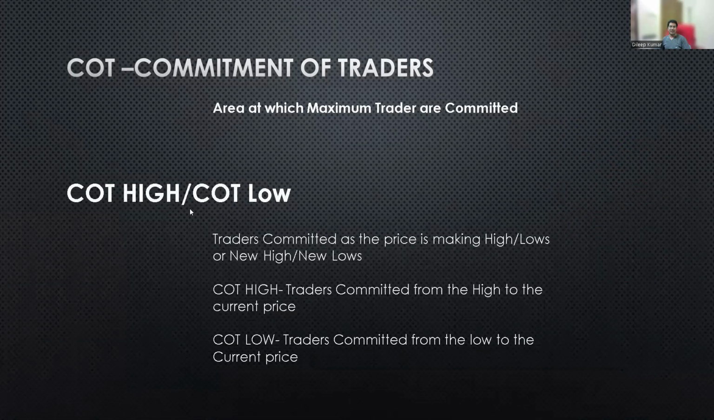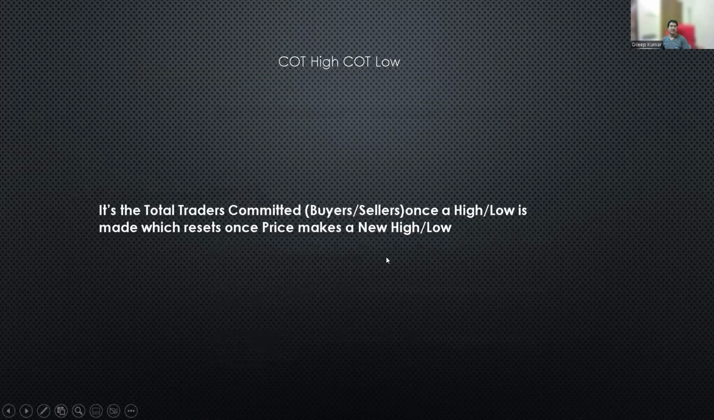What is COT high, COT low? Traders are committed as the prices make highs or lows, or new highs or new lows. What is COT high? Traders committed from the high to the current price, meaning below the high. COT low: traders committed from the low to the current price. The current price has to be above the low. Right?